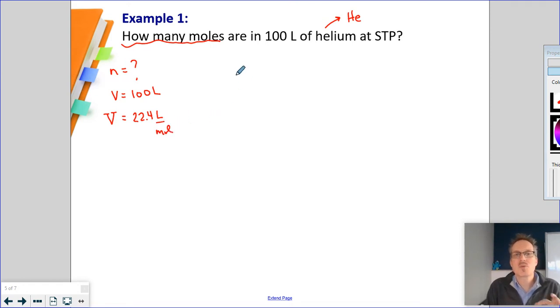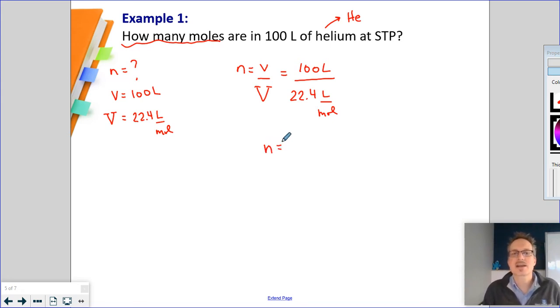Again, our first mark will always be for the memorized formula. So moles equals volume over molar volume. So we get 1 mark for that. We're solving for moles. We're going to get 1 mark for substituting in with units: 100 liters divided by 22.4 liters per mole. And then we're going to type this in our calculator, and we get another mark for our answer in correct number of sig digs.